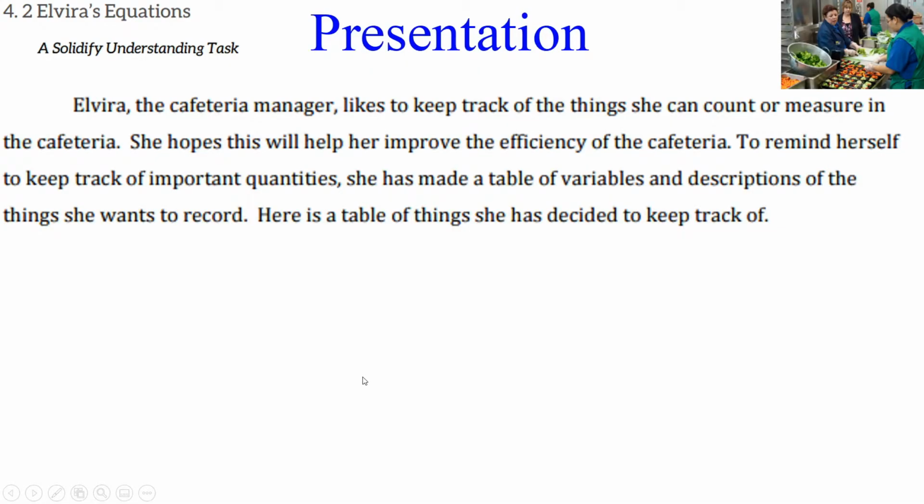Okay, this is 4.2, Elvira's Equations, a Solidify Understanding task. We're going to continue to work on our ability to solve literal equations and really work on using variables, the meaning of variables, and the units we're using. This is a great activity.